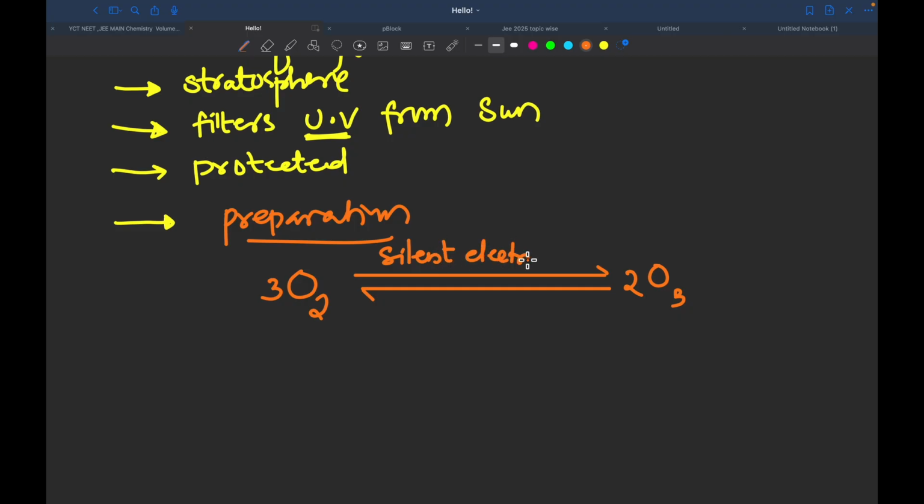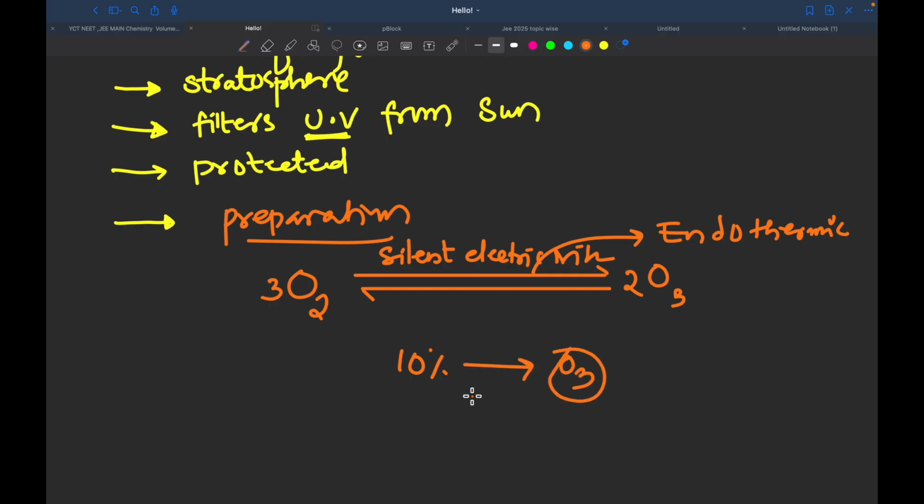electric discharge, right? Because the forward reaction is an endothermic reaction, that's why energy is required, and we will get ozone. So what will happen here? You have to subject the oxygen to silent electric discharge, and 10% of the oxygen will be converted into O3. So this is the preparation.